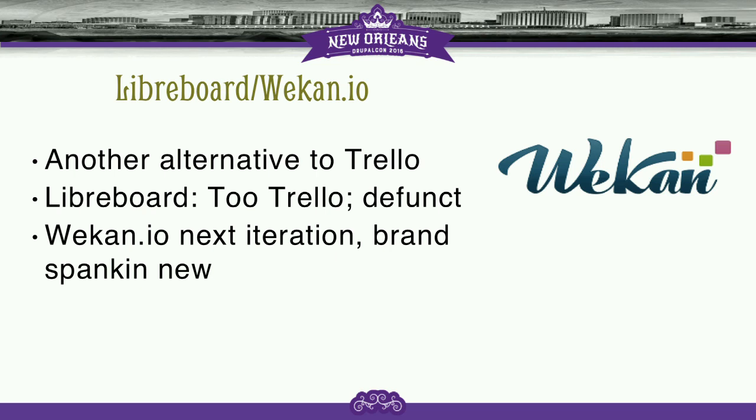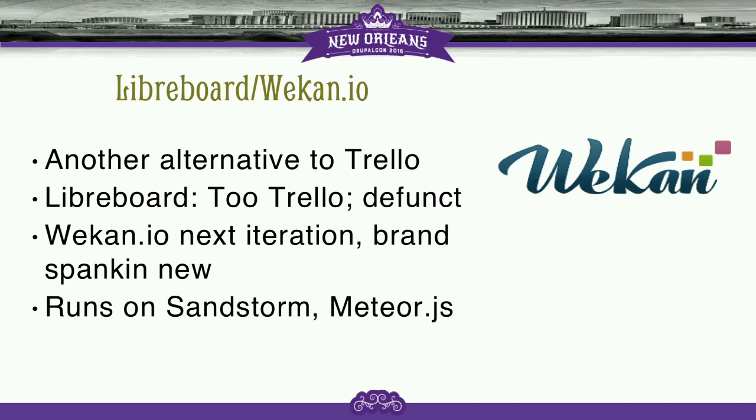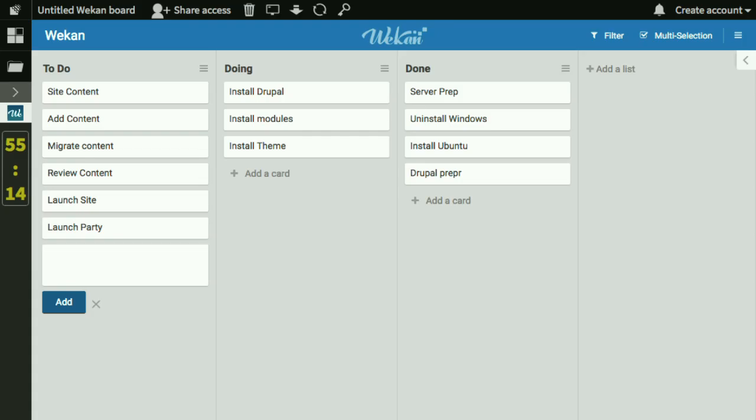wecan.io. I don't know why they use this top-level domain, that's just me. But it's the next iteration, and it's brand new, maybe 3 months old. It runs on Sandstorm, completely open source, basically a Meteor JS front end. You can set it up pretty easily. You need a SQLite database. It's very rudimentary, but it does a lot of the basic Trello stuff, and it's very open source. Very new. I would keep an eye on it. Not sure if it's fully there yet, but definitely worth keeping an eye on. Wecan.io.